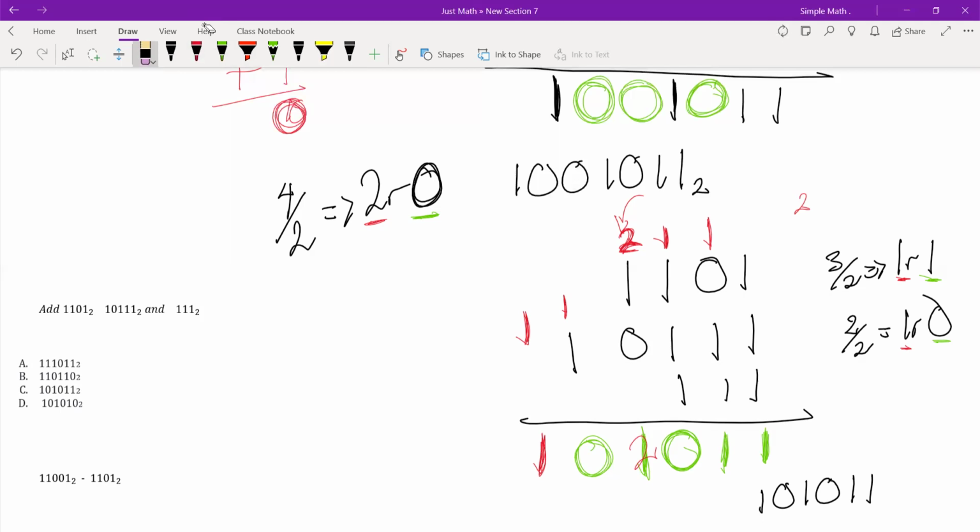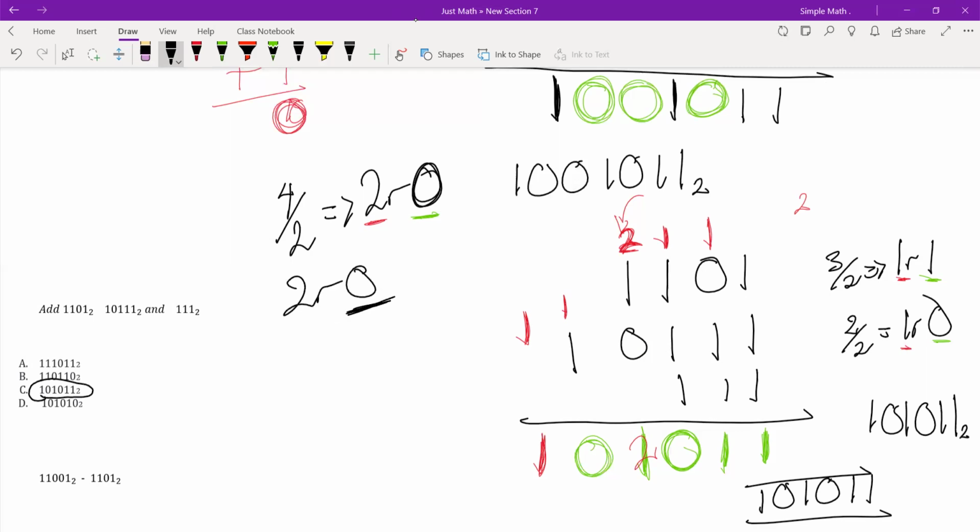Let me remove the 2. But no, let me just keep it here. So the answer is 1, 0, 1, 0, 1, 1 in base 2, and that is option C. So whenever you get a 4, 4 divided by 2 is 2 remainder 0. Keep the 0, and then you move the 2 to the next number, and then you use it.